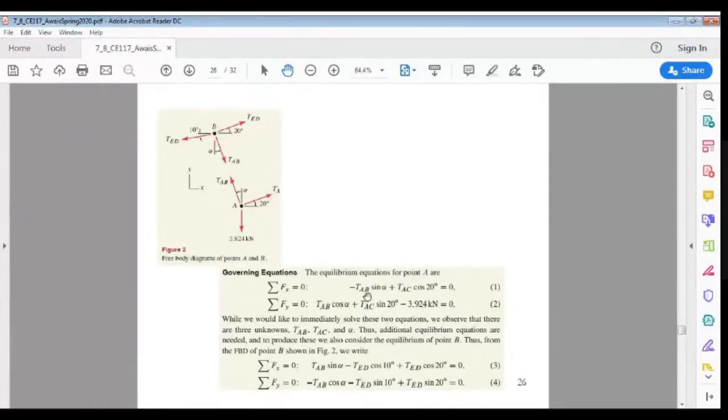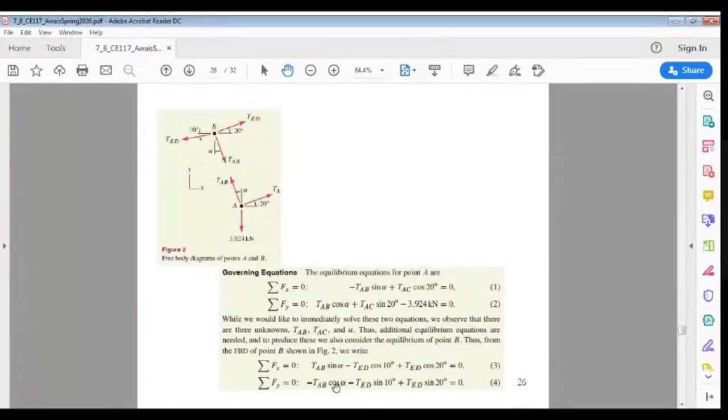So I'll get the values of TAB sine alpha from equation number one and TAB cos alpha from equation number two. Put these values in equation number three and four. Now you will get two equations with two unknowns.